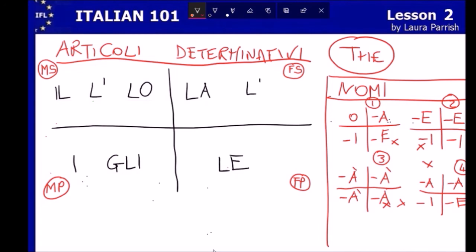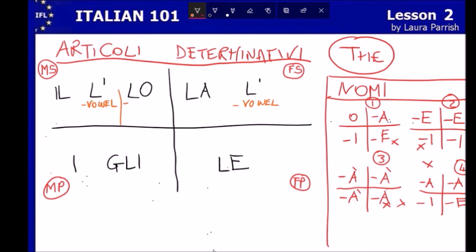Okay, so let's see masculine singular. First of all, you use l'apostrophe in front of a vowel, so a masculine singular word starting with a vowel. You use l'apostrophe the same way in front of feminine singular words starting with a vowel. Okay, here we go. This is the most complicated, unfortunately. Lo is the most complicated.